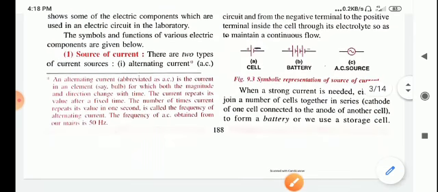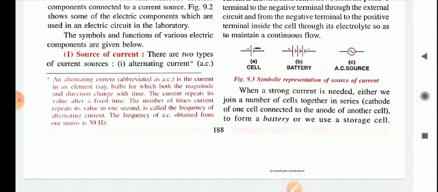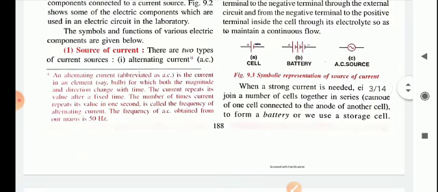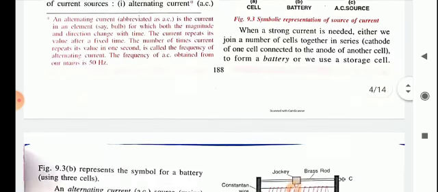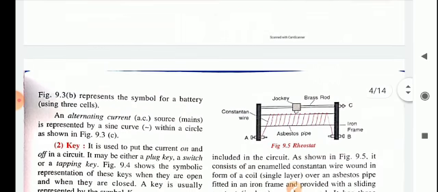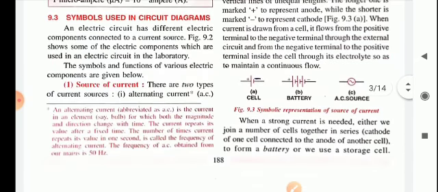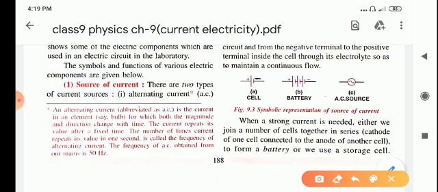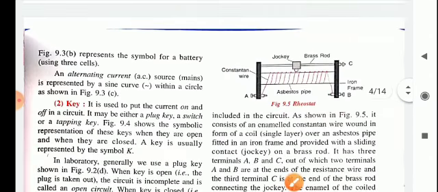When a strong current is needed, either we join a number of cells together in series, the cathode of one cell connected to the anode of another cell to form a battery, or we use a storage cell. Represent the symbol of a battery using three cells, see figure 9.3b. An alternating current source is represented by a sine curve within a circle as shown in figure 9.3c.